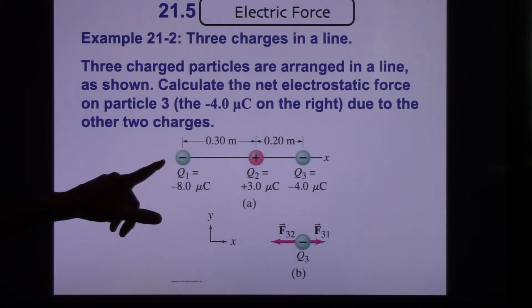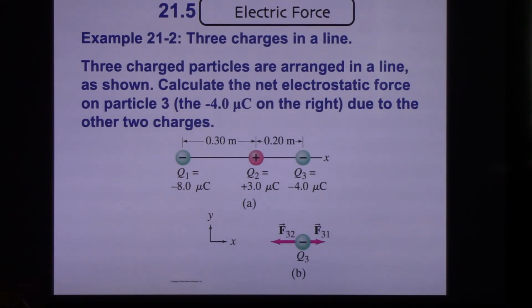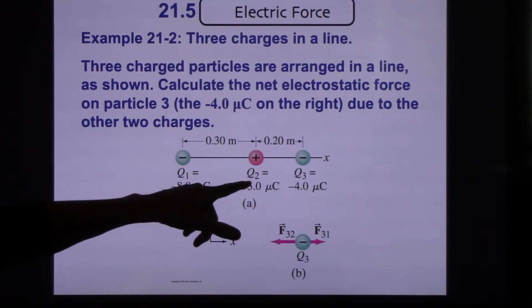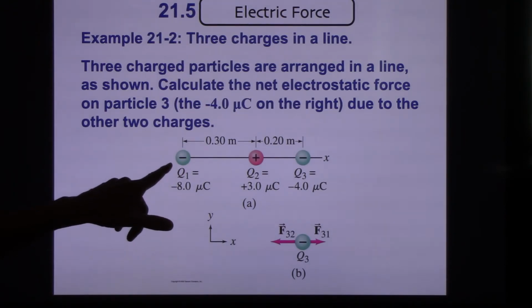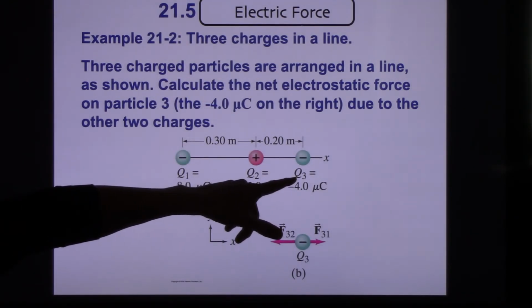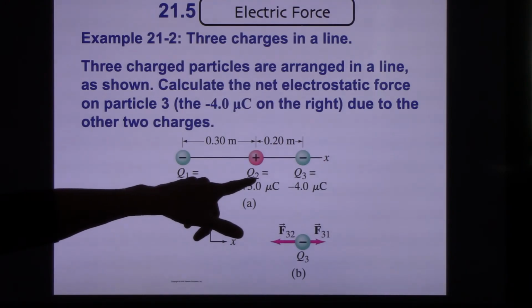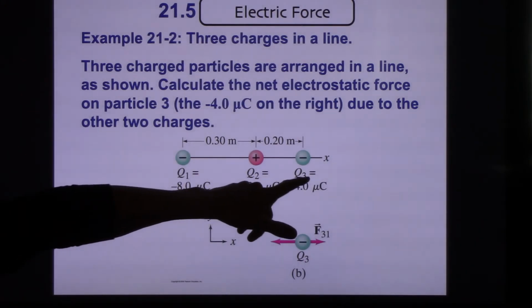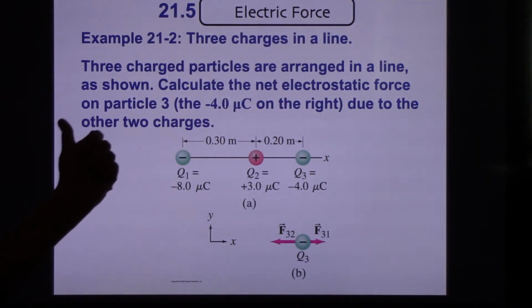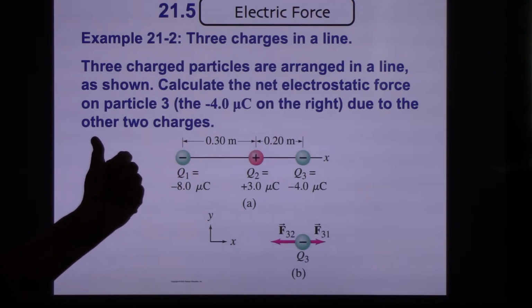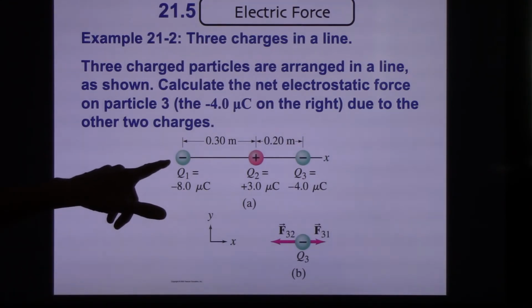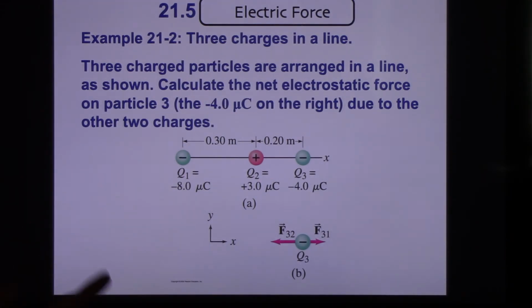Now, what's going to happen here is, let's look at object number 1. Object number 1 is experiencing two forces. It experiences a force due to the presence of charge 2. It also feels a force due to the presence of charge 3. The presence of charge 2 is pulling charge 1 to the right. The presence of charge 3 is pushing charge 1 to the left. And the direction of the net force acting on charge 1 will depend on which force is larger.